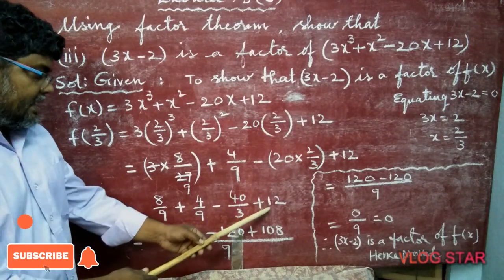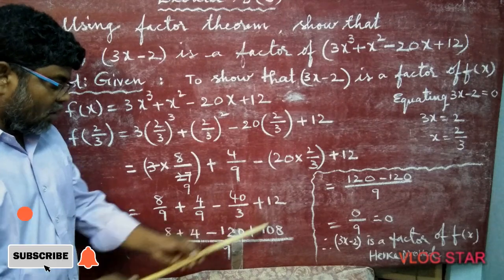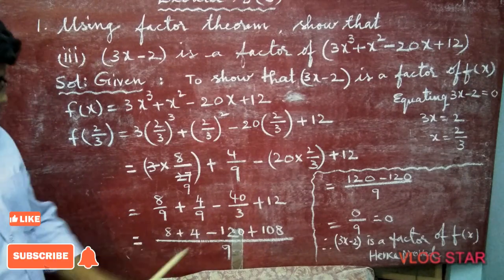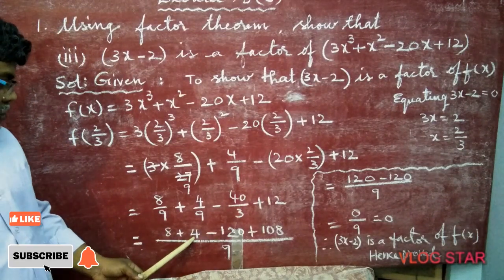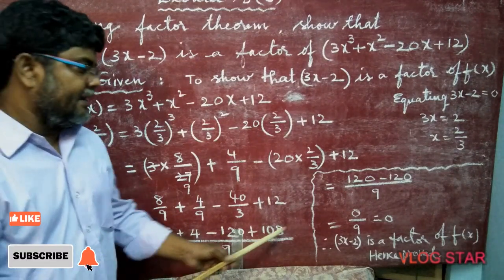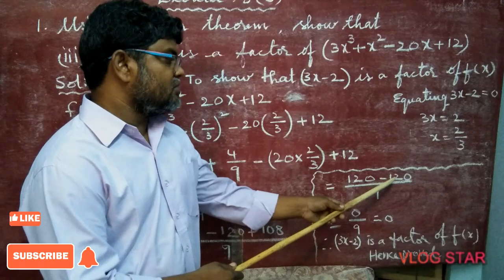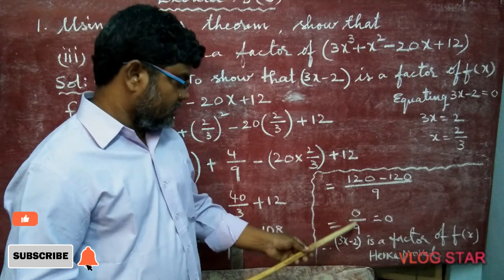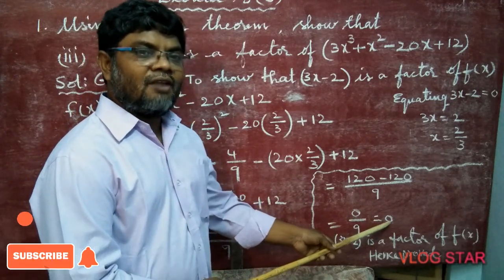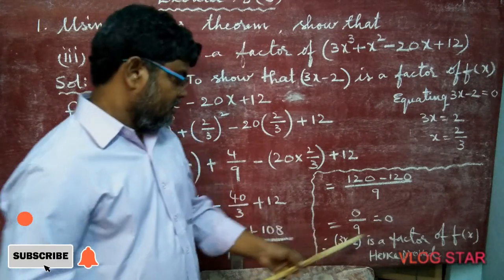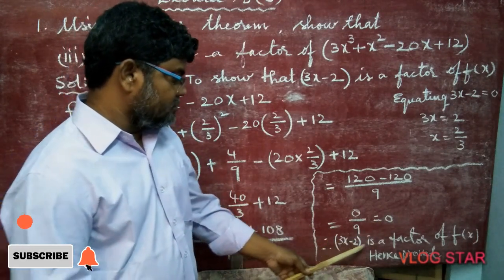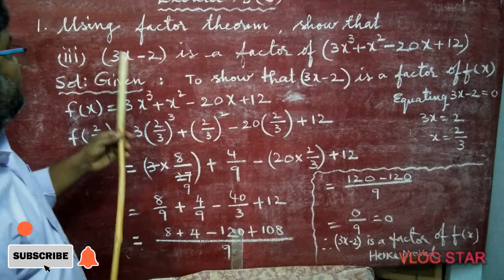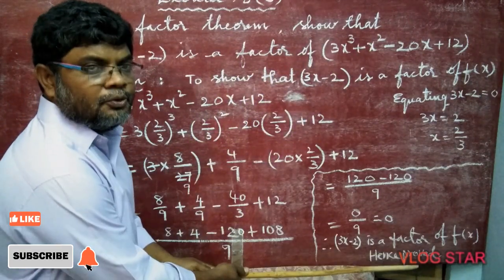Here plus is there, keep plus. Here nothing is there means what I told you? 1. 1 9 is 9. 9 12s are 108. Now we are adding all the positives. 8 plus 4, 12. 12 plus 108, 120, minus 120. 120 minus 120 is 0. 0 by 9 is equal to 0. When we get answer or remainder as 0, we conclude therefore x minus 2 is a factor of f of x, and the last word, hence proved, you have to write, because they told to show that. We have showed, we have proved.